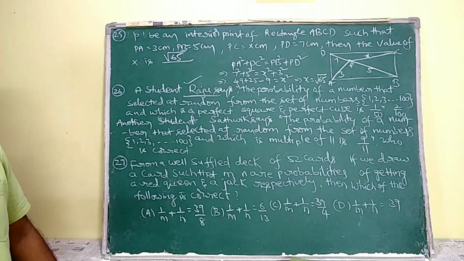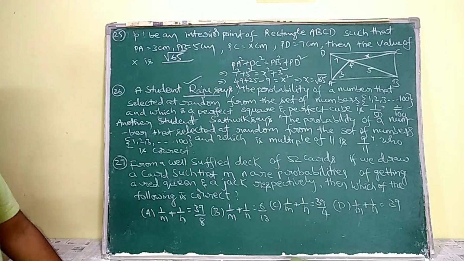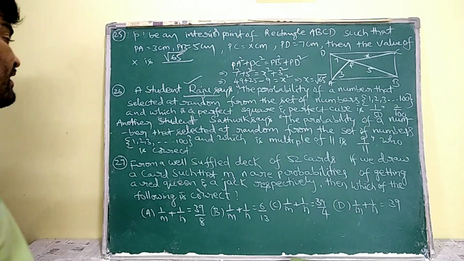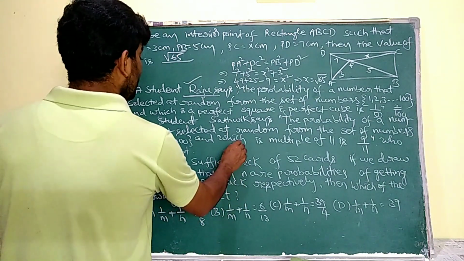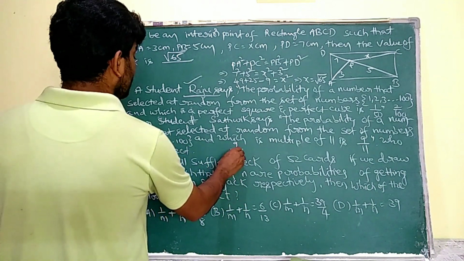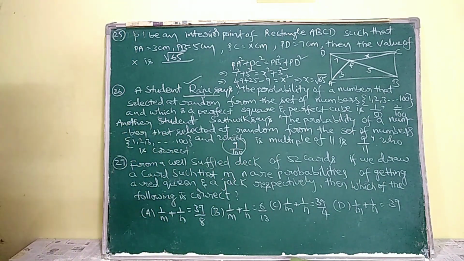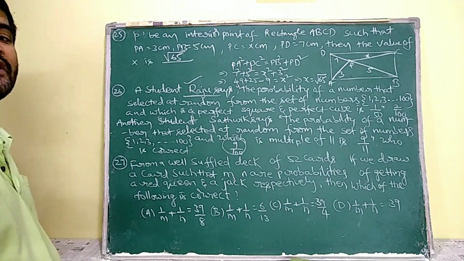That means 11 ones are 11, from 11 to 99. Okay, there are 9 numbers. Now that is 9 by, total numbers are 100. 9 by 100 is the probability, but he said 9 by 11. So Satvik is false, only Raju is true.